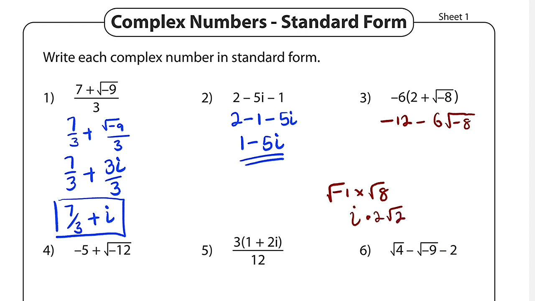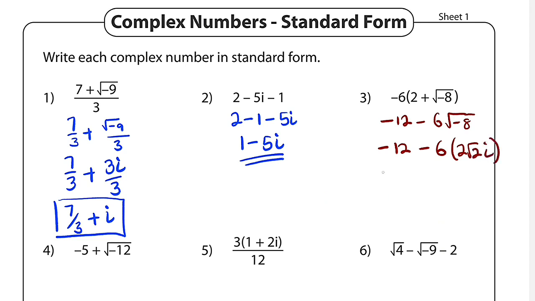Why? Because 8 can be expressed as 2 multiplied by 4, but the square root of 4 is 2, so we bring it out. So altogether we have 2 root 2 i. Therefore, we have negative 12 minus 6 multiplied by this 2 root 2 i. This is equal to negative 12, negative 12 root 2 i. Now we have written this number in standard form.